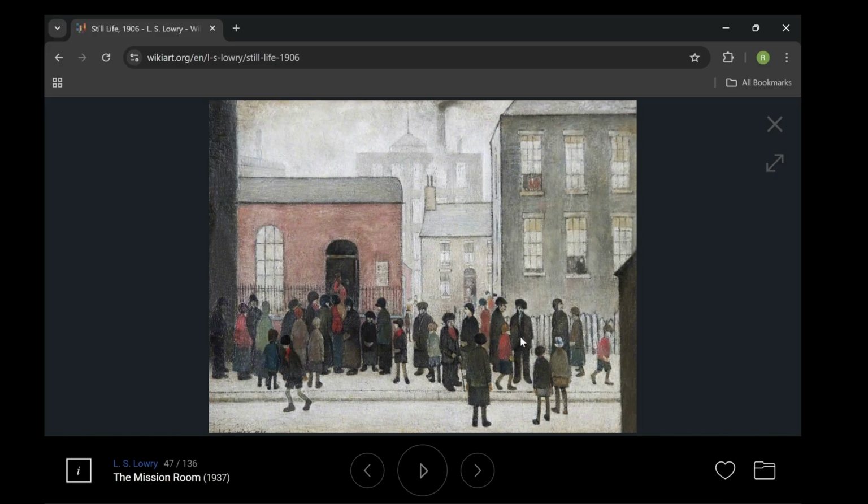Looks like we're back outside the school, but this is a mission room. Some more people just loitering around. Almost the same painting as the school scene.